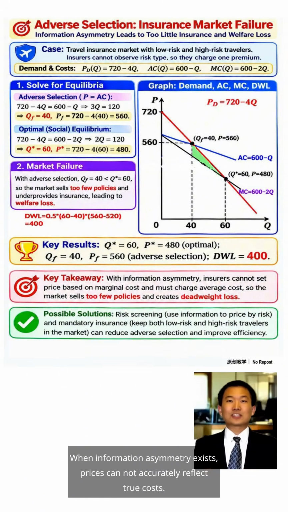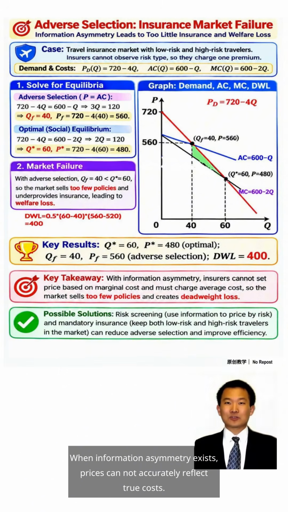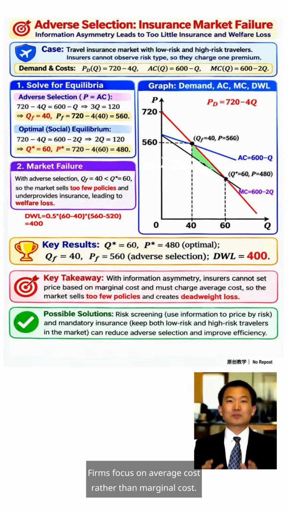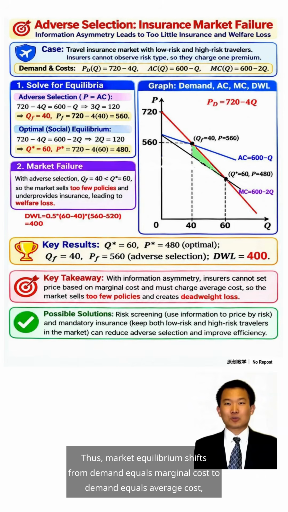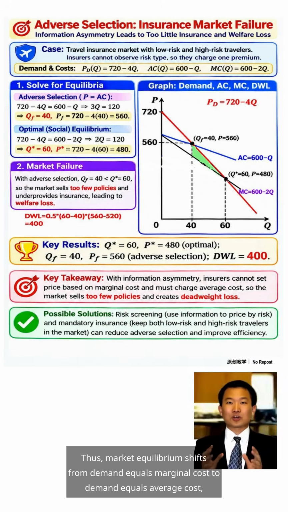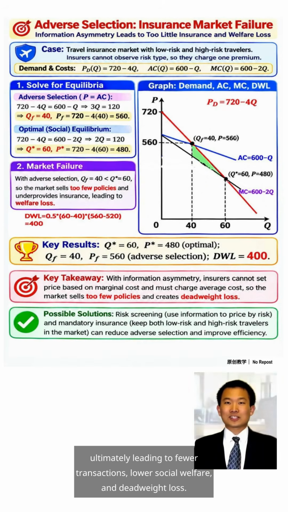When information asymmetry exists, prices cannot accurately reflect true costs. Firms focus on average cost rather than marginal cost. Thus, market equilibrium shifts from demand equals marginal cost to demand equals average cost, ultimately leading to fewer transactions, lower social welfare, and deadweight loss.